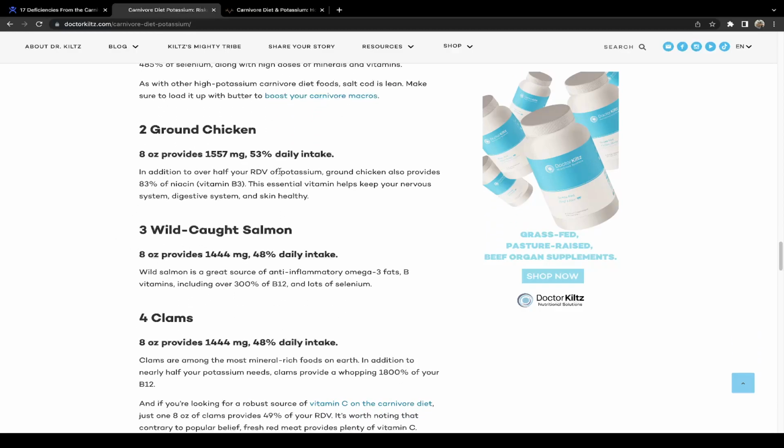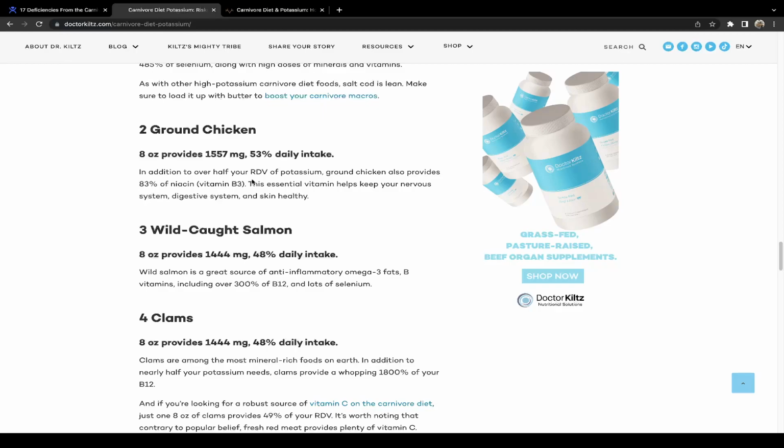And then you get ground chicken. 8 ounces provides 1,557 milligrams. So if you're a ground chicken person and you prefer that over the chicken breast, then you can eat that. I eat chicken breast more because I think that's cheaper per pound. Plus, with ground chicken, I like to have some sauce or something. This might not be carnivore, but mayonnaise. When I use mayonnaise, I use Primal Kitchen mayonnaise, which uses avocado oil instead of soybean oil. So however you want to fit that.